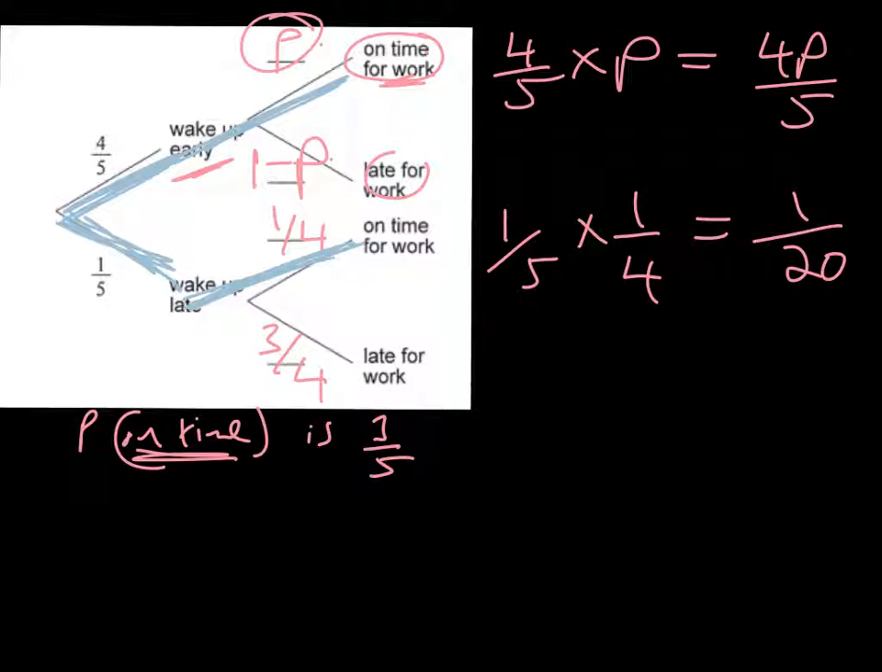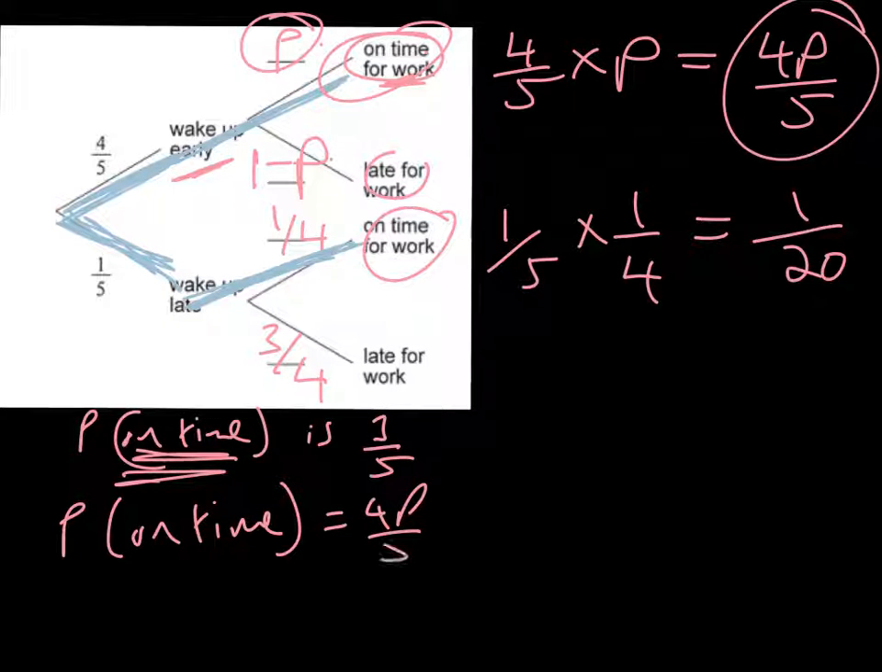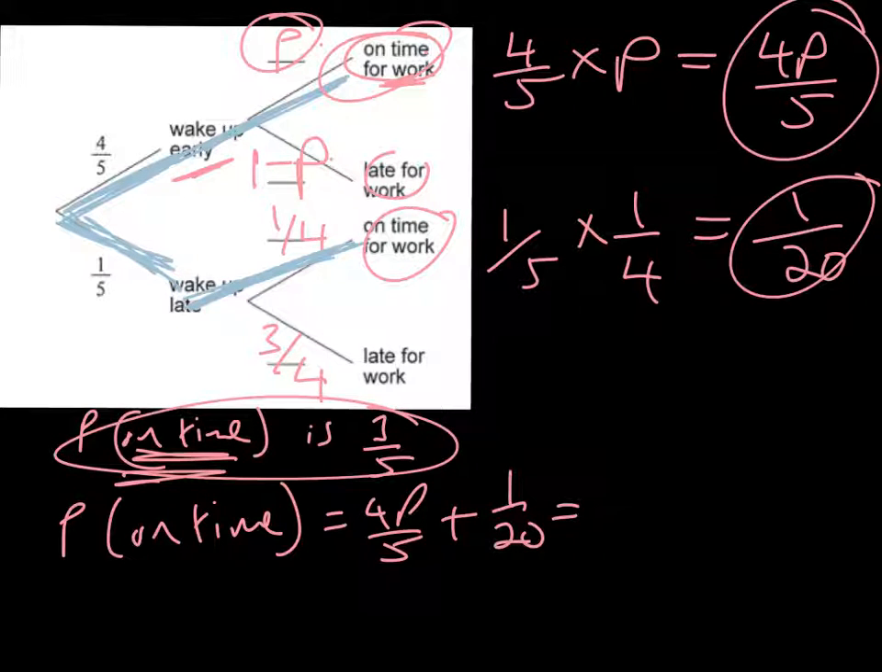Now, we know that both of these outcomes are possible for him to arrive on time. So we know that to find the probability he's on time, we're going to have to add up both of these. So the probability that he arrives on time is going to be 4p over 5, plus 1 over 20. And we know from the question that this actually is equal to 3/5.